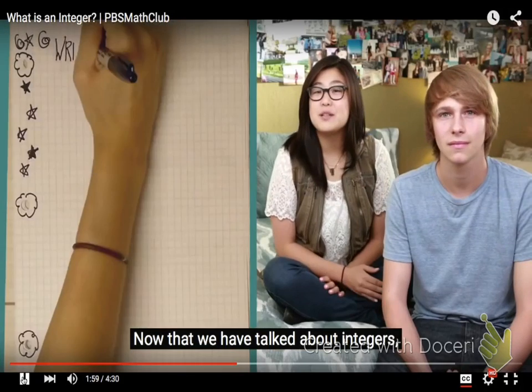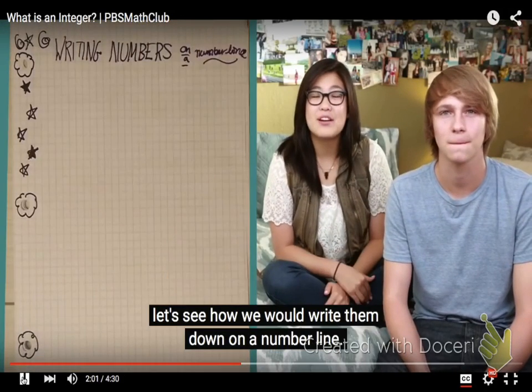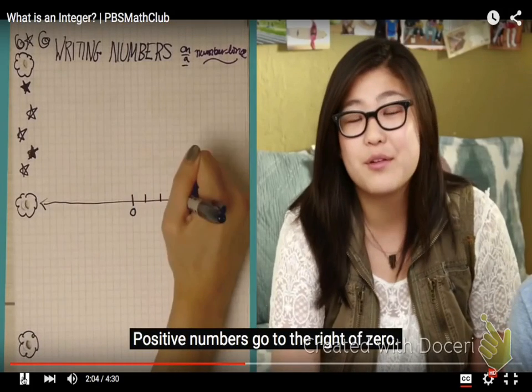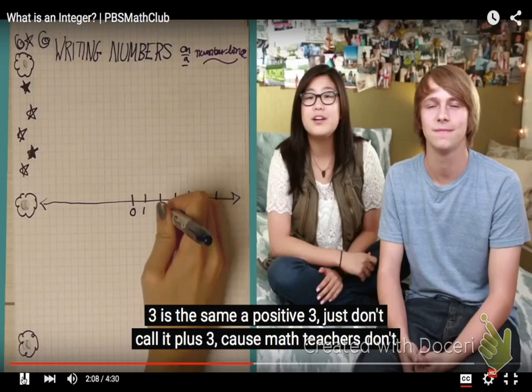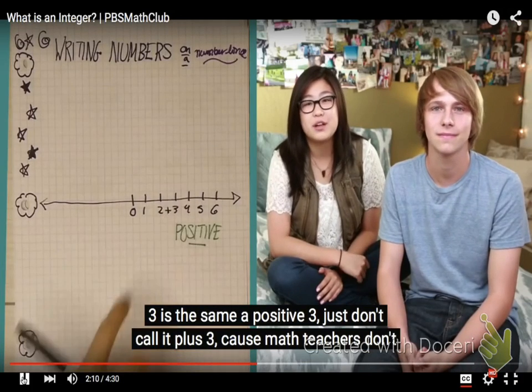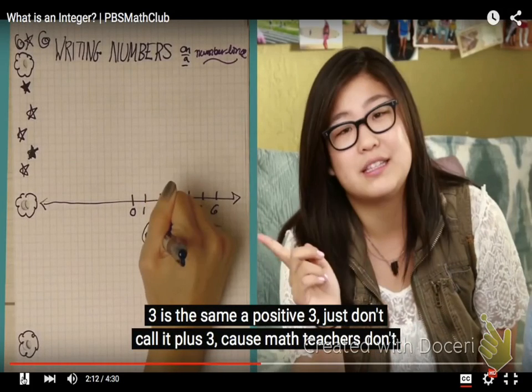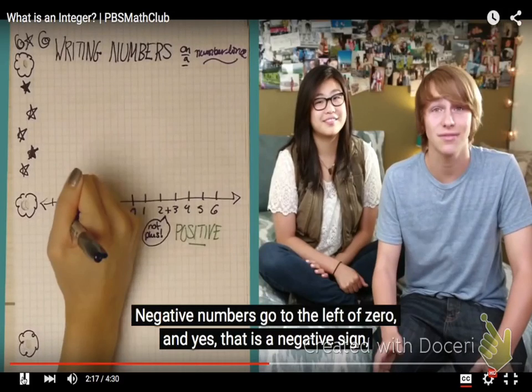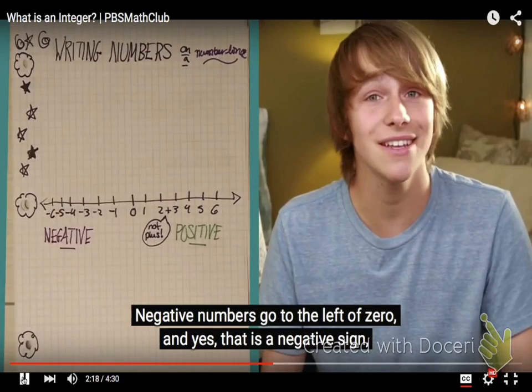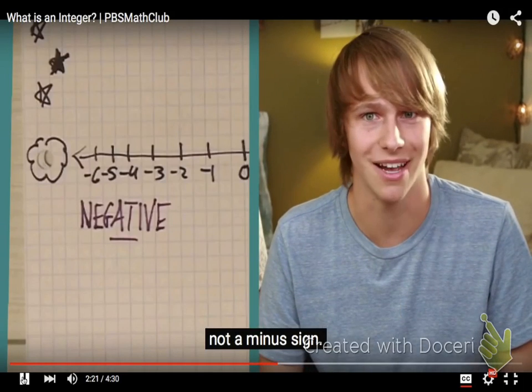Now that we have talked about integers, let's see how we write them down on a number line. Positive numbers go to the right of 0. You can write them with or without the positive sign. They mean the same thing. 3 is the same thing as positive 3. Just don't call it plus 3 because math teachers don't like it. It's an operation. Negative numbers go to the left of 0. And yes, that is a negative sign, not a minus sign.